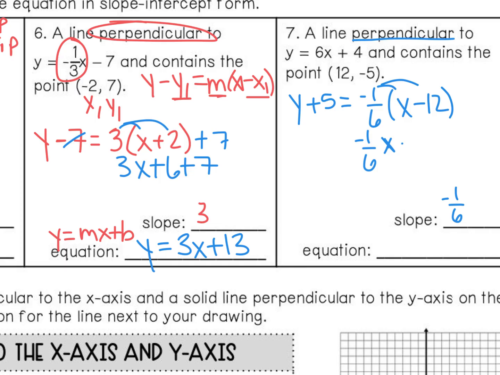Negative 1 over 6 times negative 12 is a positive 2. And we're going to move that 5 over. y equals negative 1 over 6 x minus 3.